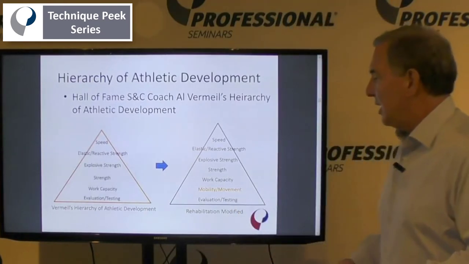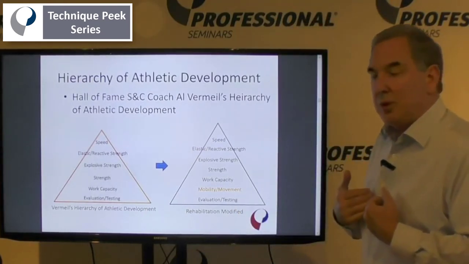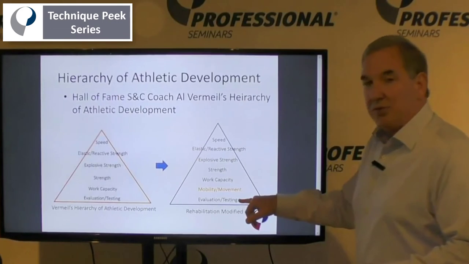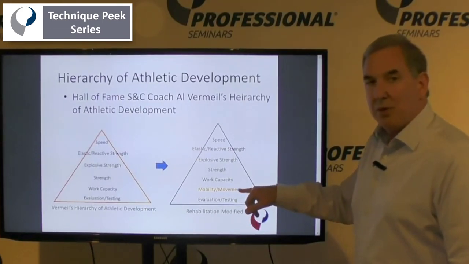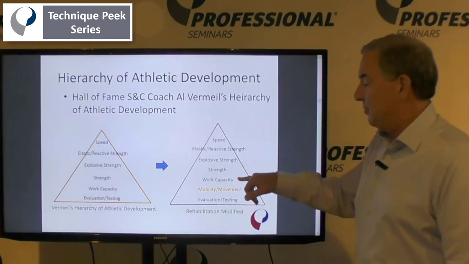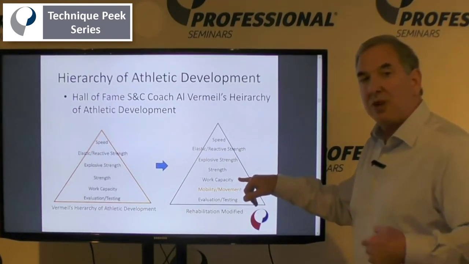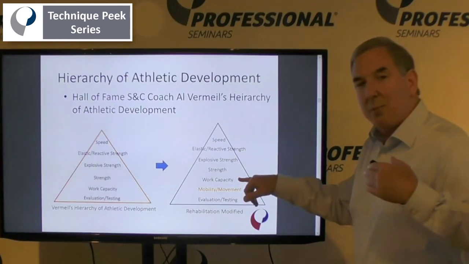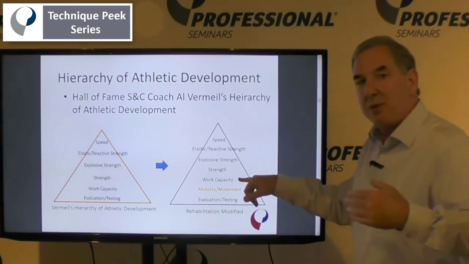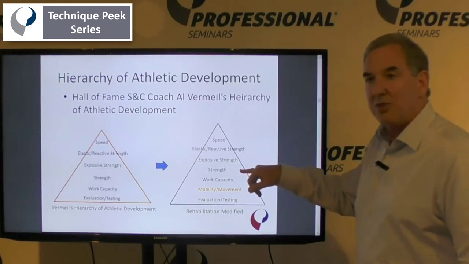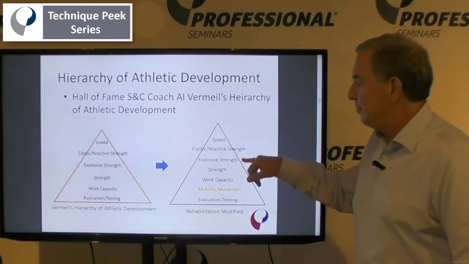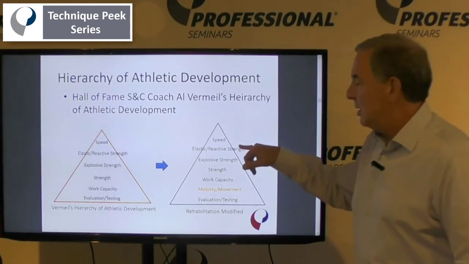And so once again, the hierarchy that we use in rehab is evaluate and test on the initial evaluation, achieve mobility and movement, whether it's range of motion, gait, whatever the patient needs, develop their work capacity by providing them the ability to exercise time and time again without getting over fatigued, then develop the physical qualities in the order of strength, power, plyometric, and speed.